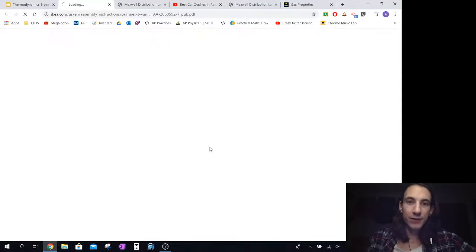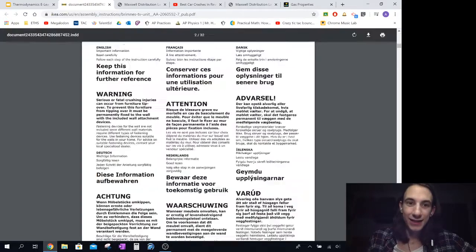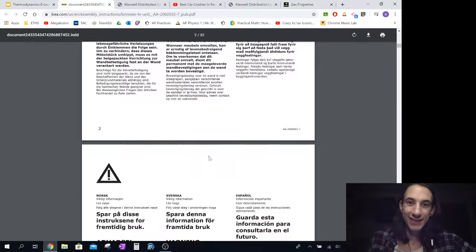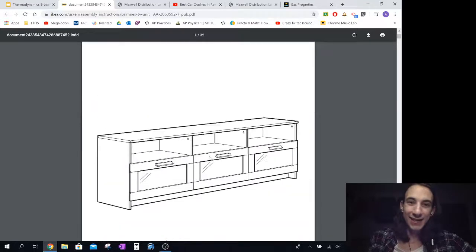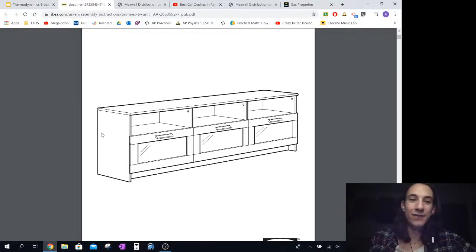So if we think about IKEA furniture, I bought this, and it's in our apartment. I put it all together in one night, and it was stressful. But this right here is a fully put together TV stand. This is ordered. All of our pieces, our particles, are ordered. They're where they're supposed to be. They have this low disorder.